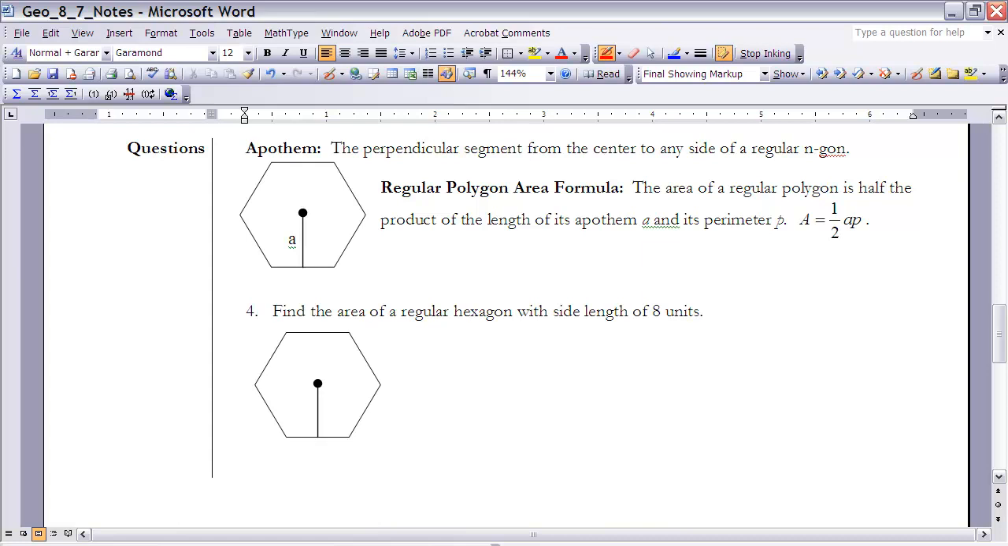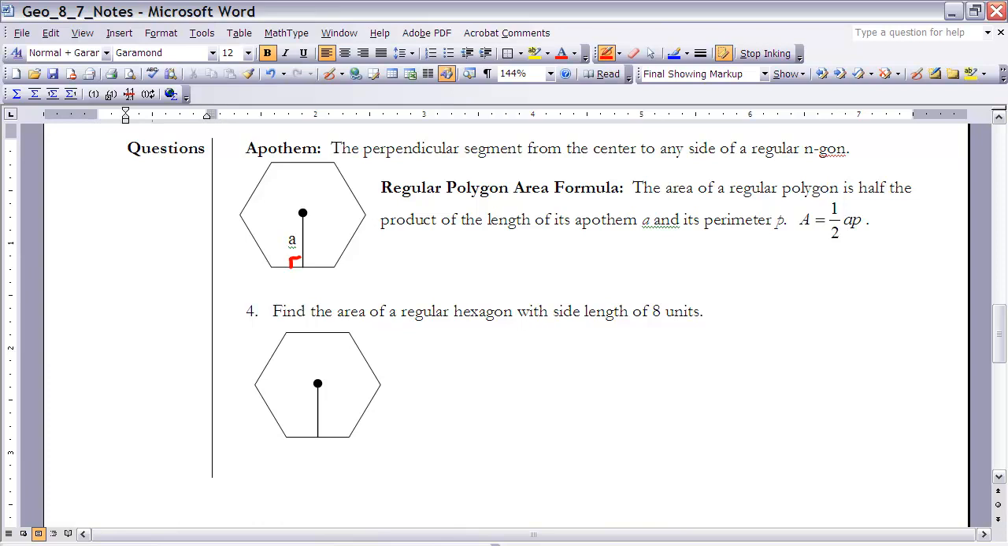Okay, so the next term that I'd like to look at is the term apothem. And the apothem is the perpendicular segment from the center to any side of a regular polygon. So when I'm looking at the apothem, it's the distance from the center of this regular polygon to the side. It's got to be measured perpendicular to that side. And we could do that to any side as long as it's perpendicular to that side. And we know that that distance has to be the same within that regular polygon.